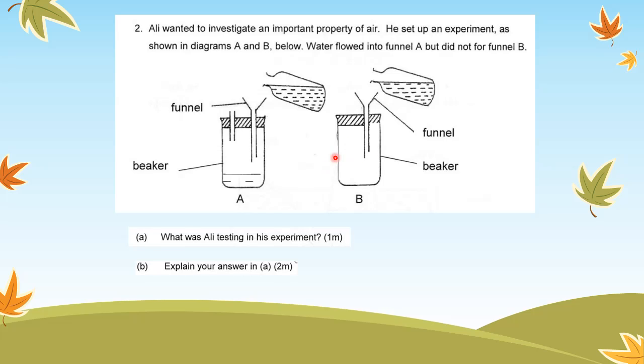Okay, now I'm going to phrase it in answer form. What was Ali testing in his experiment? Ali was testing if air occupies space. That will be part A. Explain your answer in A.